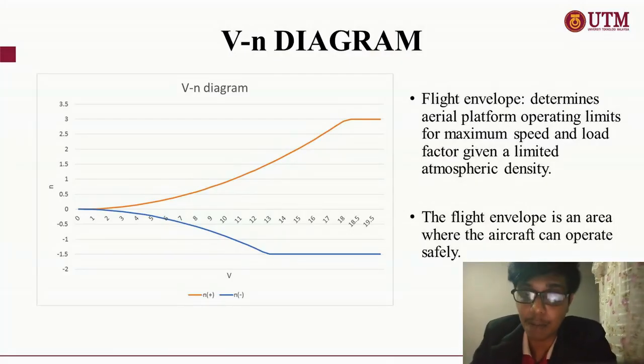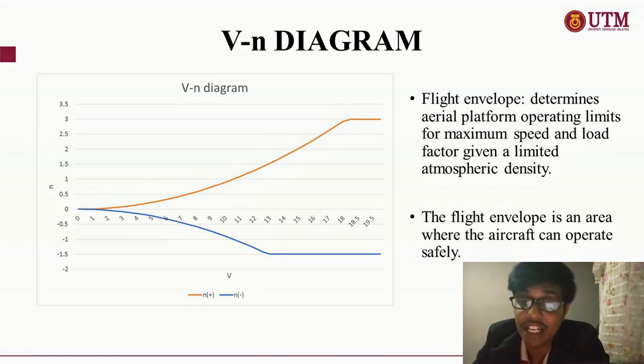Next, I will explain the VN diagram. The VN diagram provides a treasure trove of information regarding the flight performance for the pilots. It is a graph depicting the variation of the load factor with the speed of the vehicle, and understanding what the load factor represents is crucial to understanding the VN diagram.